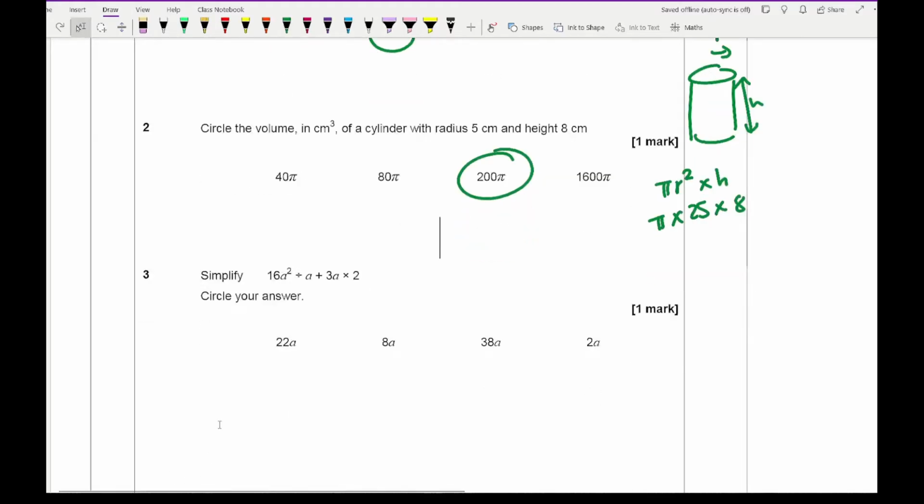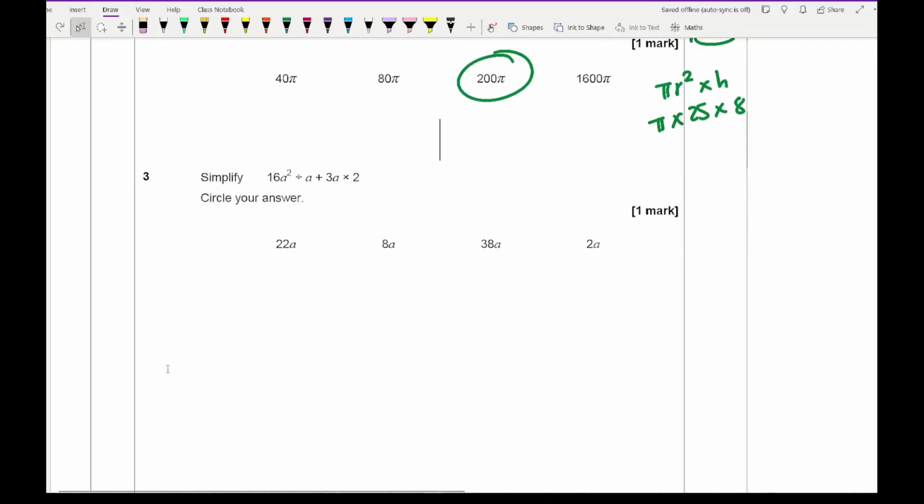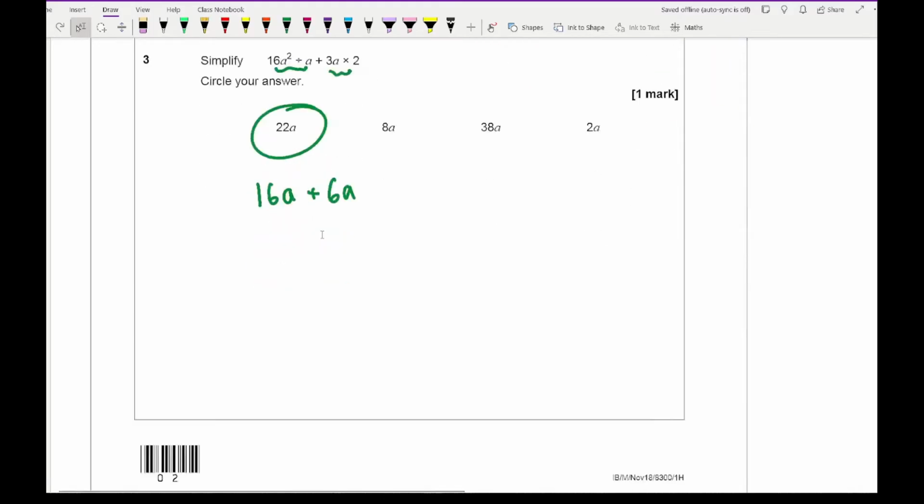Looking at question 3, it says simplify 16a squared divided by a plus 3 lots of a times 2. Now simplifying this first bit is going to give me 16a, and then plus 3a times 2, so if I then multiply this out, it's going to give me 6a. So I've got 16a plus 6a gives me 22a, which is our first option.